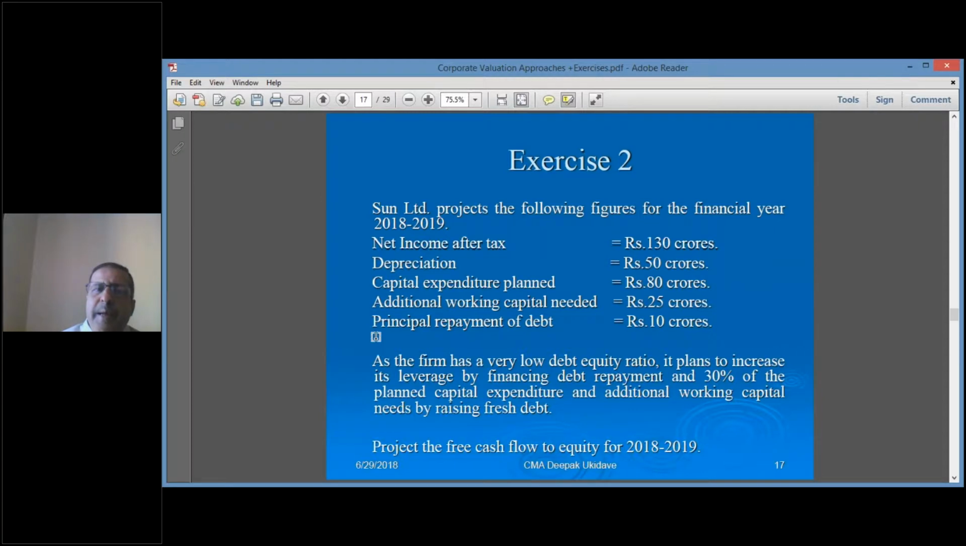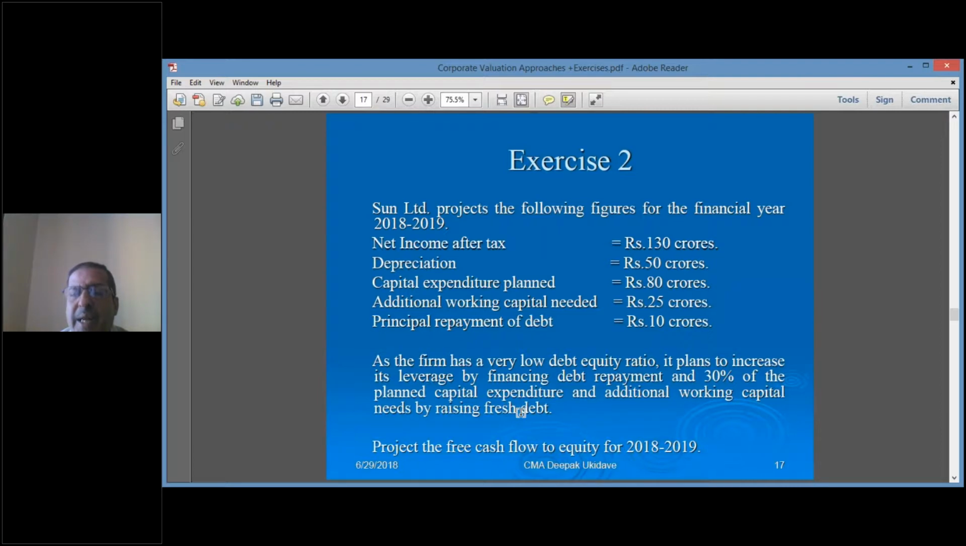Now I'm reading the next paragraph. As the firm has a very low debt equity ratio, the firm's debt is very low, it plans to increase its leverage. Leverage means debt content. The company wants to increase its leverage, increase its debt content, by financing debt repayment and 30% of planned capex and additional working capital needs by raising fresh debt. See, the company wants to raise the fresh debt.